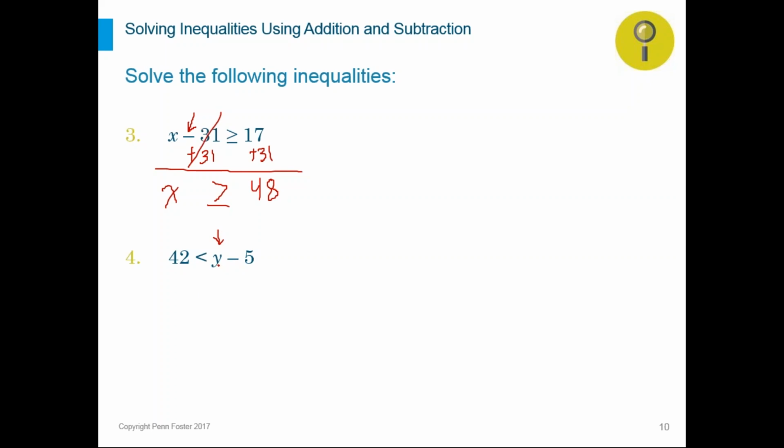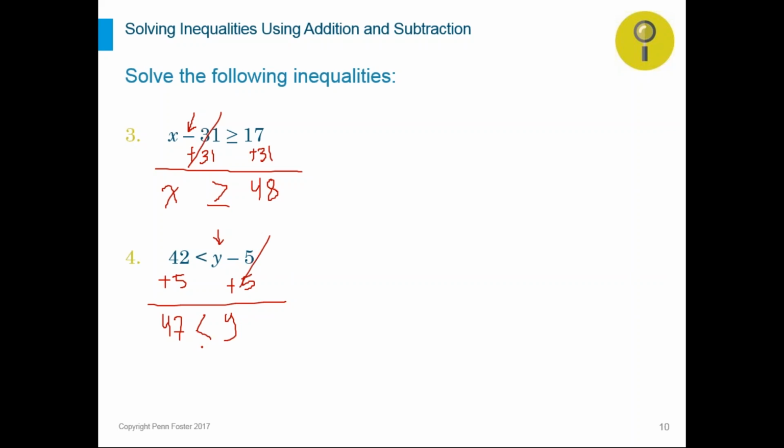Now, y is the variable, and we have a minus 5. Reverse, add 5, and add 5. 42 plus 5 will give you 47, less than. The y and the 5s will just cancel out. So now this answer is correct. If I want to read this answer, I would say 47 is less than y. But usually we write the variable on the left-hand side.